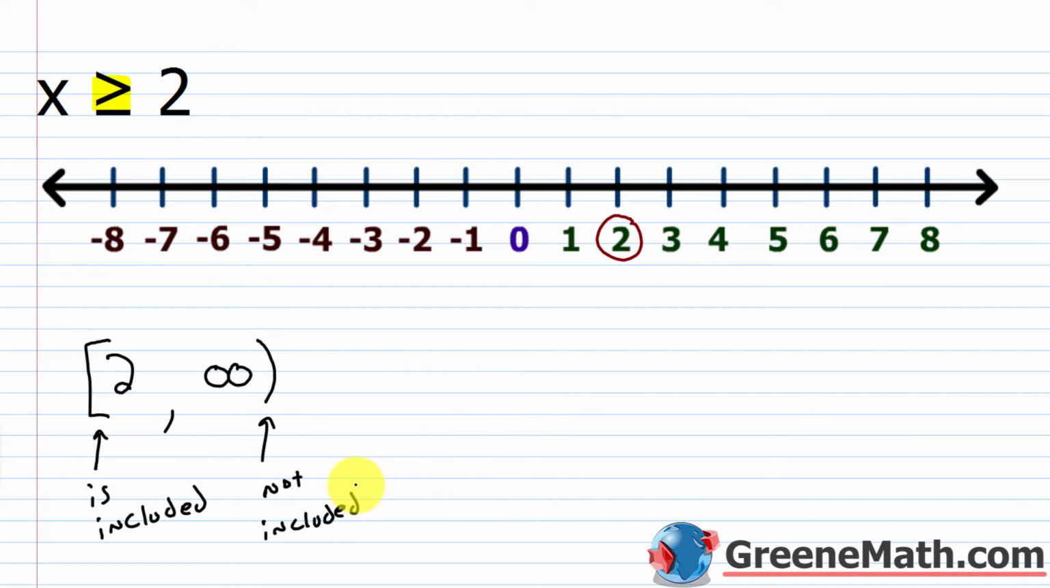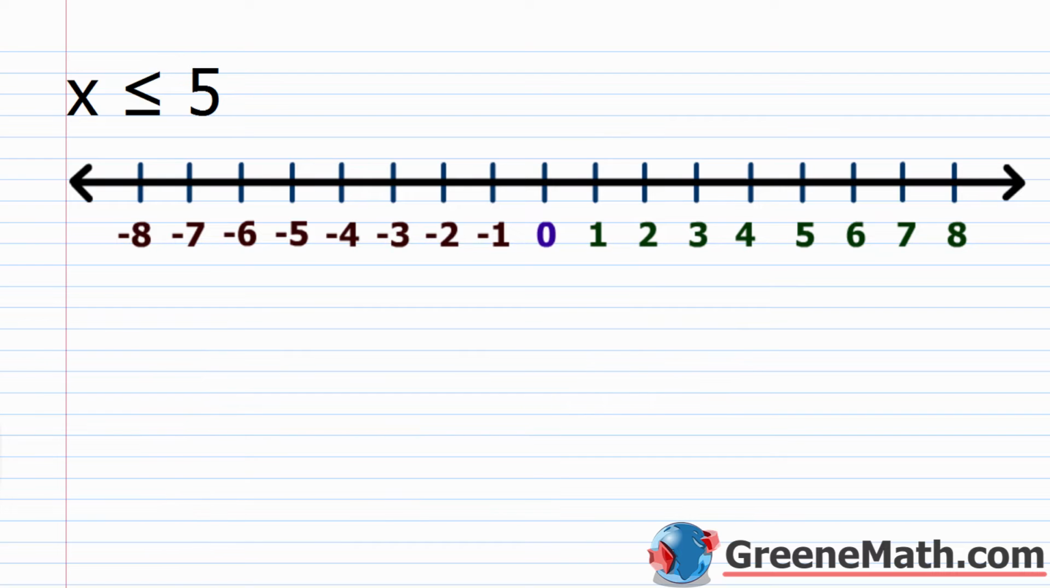Okay? So now graphically, you're going to change things up a little bit. So at 2, instead of a parenthesis, you're putting a bracket. And that bracket faces in the direction of the solution. So that's going to face this way. And then I'm going to shade everything to the right, including that arrow, to say, hey, 2 is included. And then also anything to the right of 2. Okay, so 2 itself, and then anything to the right of 2, continuing out forever and ever and ever out to infinity.